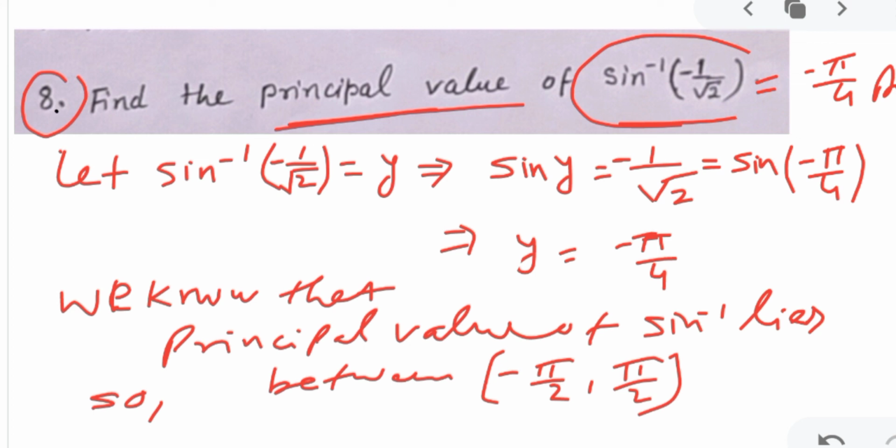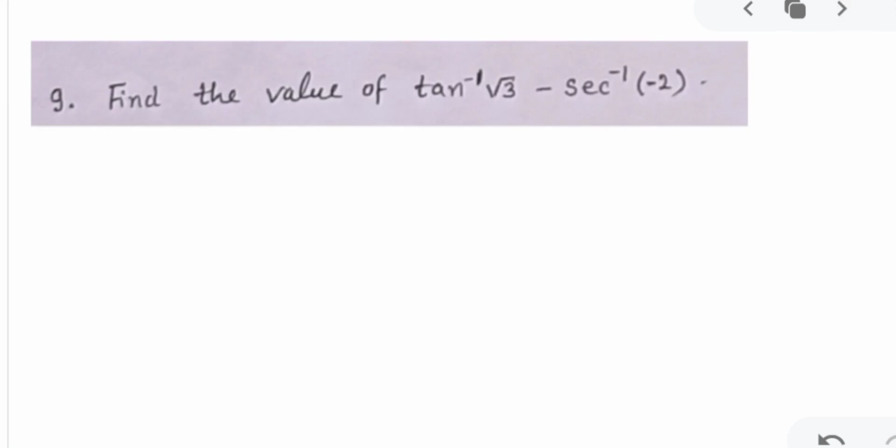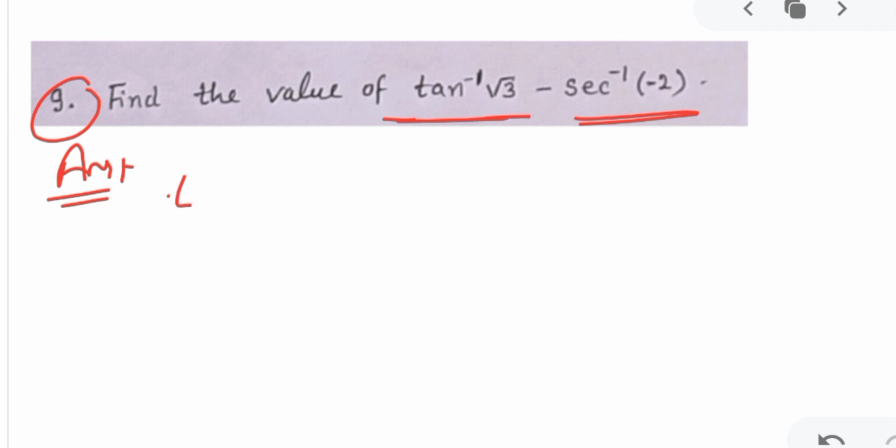So I hope you are understanding. Now the last question for this video, that is question number 9. Question number 9 is find the value of tan inverse root 3 minus sec inverse minus 2. This is a very easy question, you just have to put the values. So this value we have to find: tan inverse root 3 minus sec inverse minus 2.